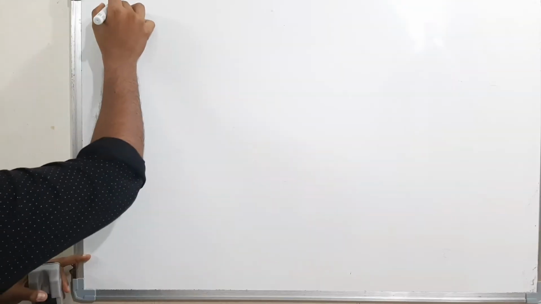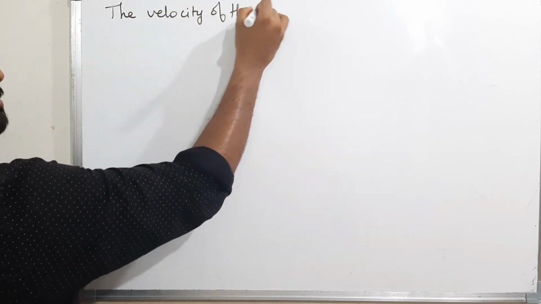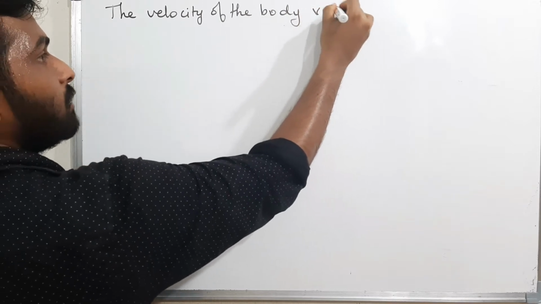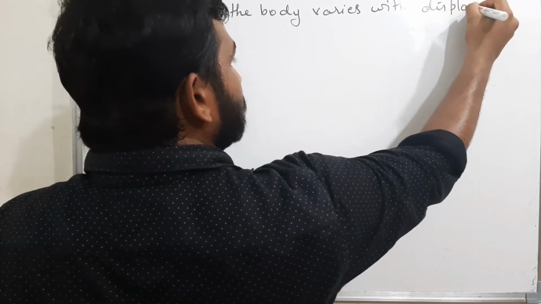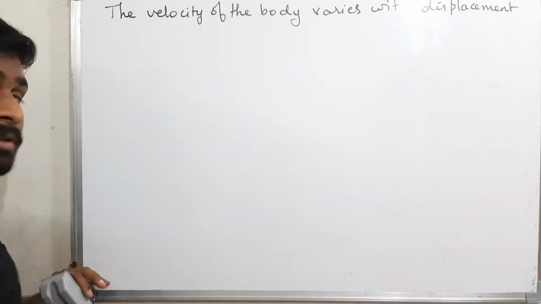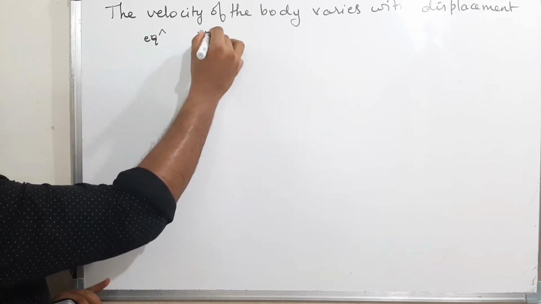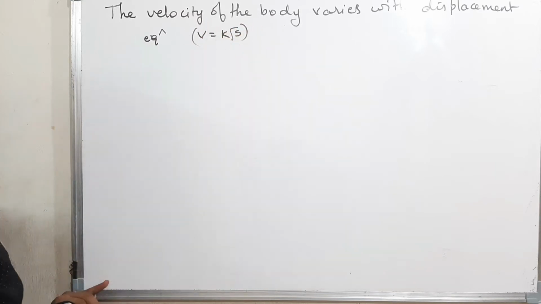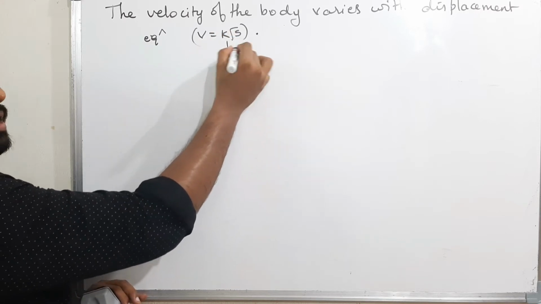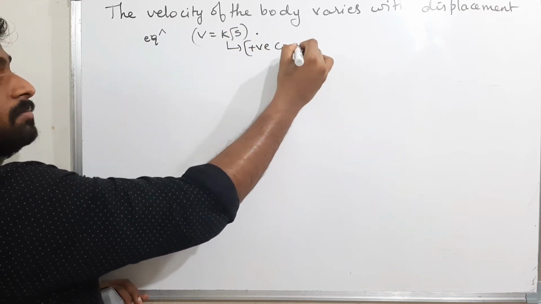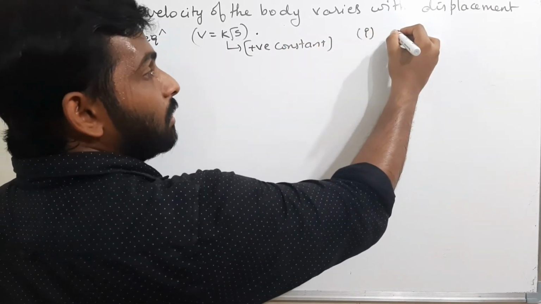Okay, now see here. The velocity of the body varies with displacement in a given equation: V is equal to k into root s. The velocity of the body varies with the displacement by the equation V is equal to k into root s, where k is a positive constant. Okay, well and good.